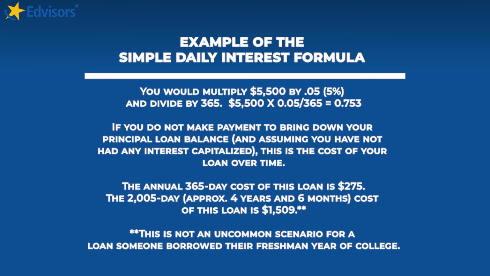So in this example of a $5,500 loan with a 5% interest rate, your daily cost is about 75 cents. Now 75 cents doesn't seem like a really big number for one day. But say you're not making payments on your loan and your interest is accruing at that 75 cents for 365 days. By allowing interest to accrue for 1 year, you're adding on an additional $275 to your loan. Once again, some people might think that's not that crazy for a whole year. But if you're having that loan just accrue interest for 4.5 years, that can be about $1,500. So you're adding an additional $1,500 to the amount you borrowed on your loan freshman year.